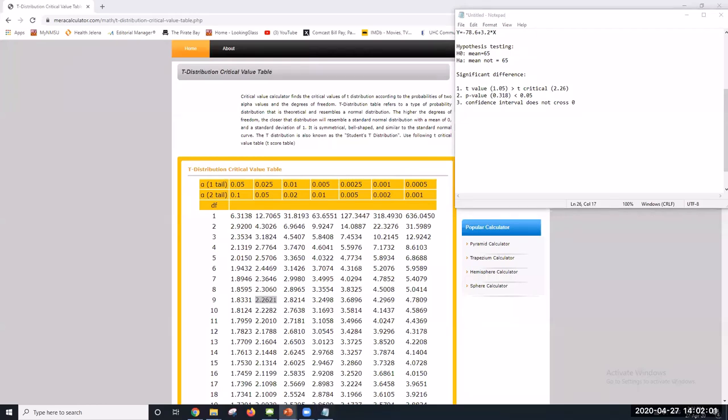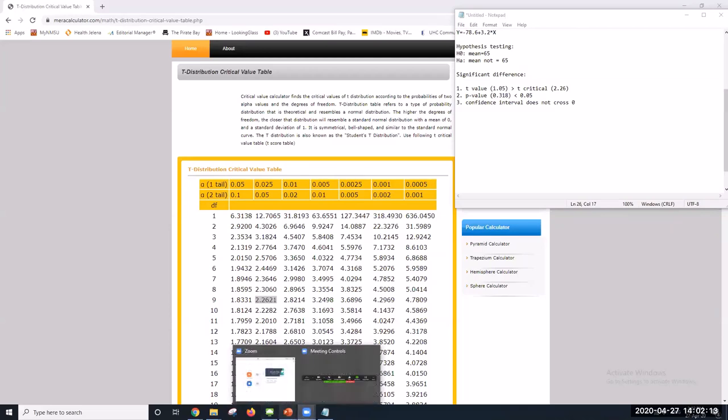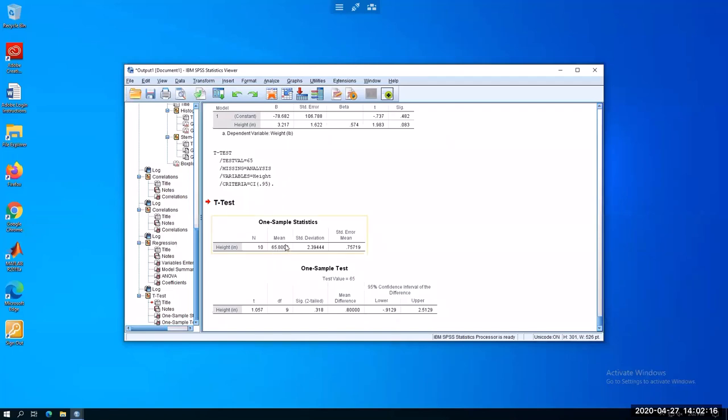And what does it mean? All these three findings tell us the same thing. The mean of our sample, 65.8, is not different from the national average of 65, for example. Yes, that's what it told us.